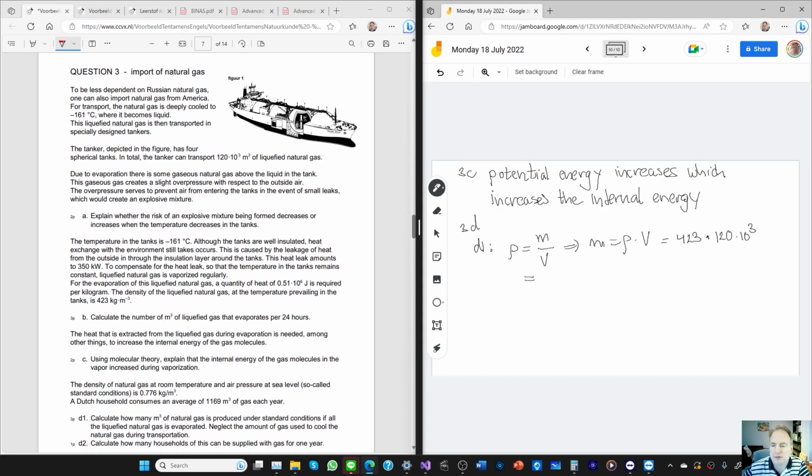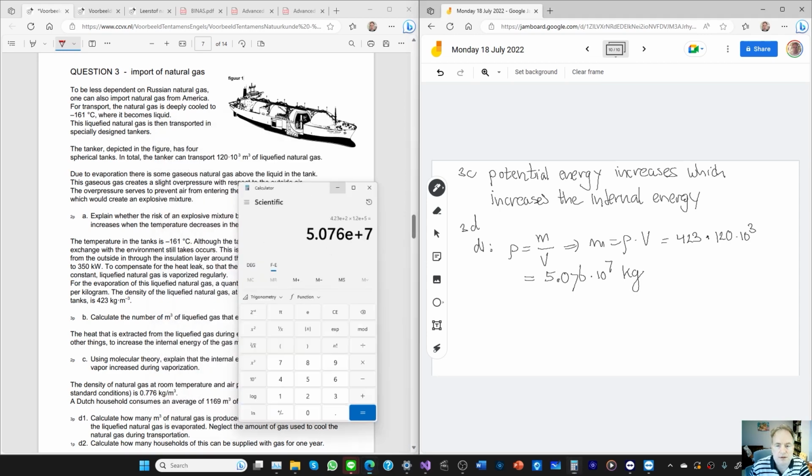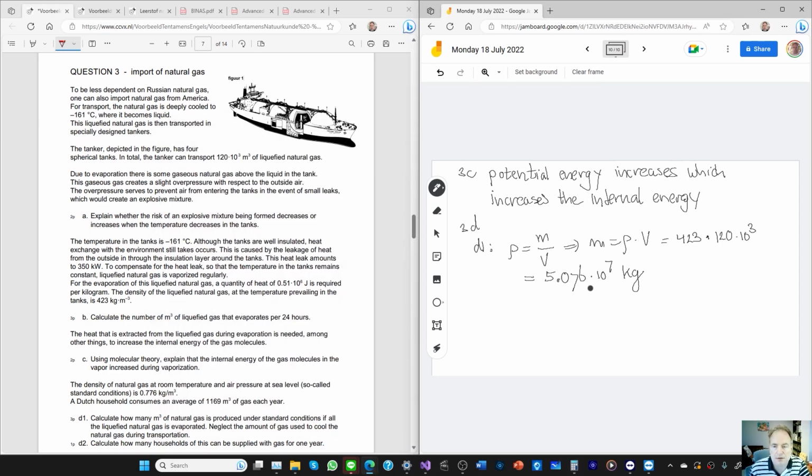So that's 423 times 1.2, that's x to the power 3, is 5.076. I just keep more digits again, times 10 to the power 7 kilogram. And then if this all turns into gas, we need to use the density of the gas form.